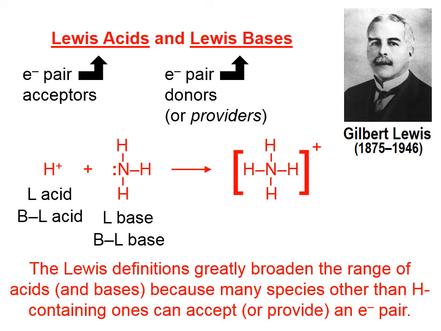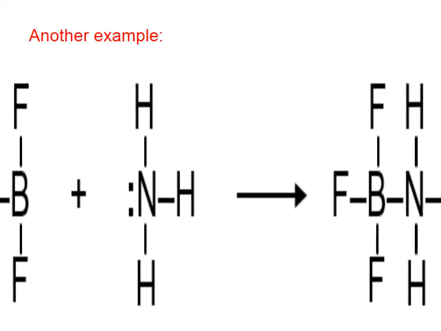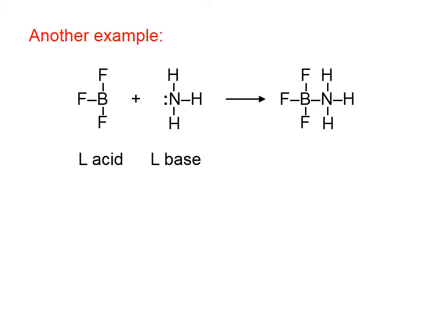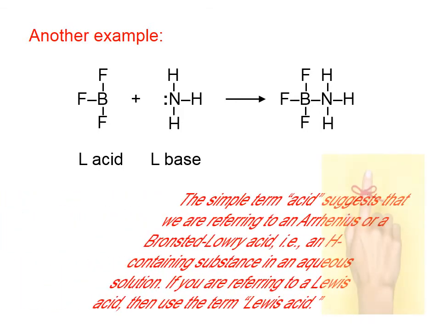But the Lewis definitions greatly broaden the range of acids and bases because many species other than H-containing ones can accept or provide an electron pair. Here's another example of a reaction between a Lewis acid and a Lewis base. On the reactant side we have boron trifluoride acting as a Lewis acid, accepting the gift of an electron pair, and we have ammonia acting as a Lewis base, providing or donating an electron pair.